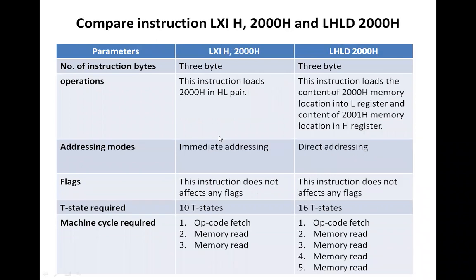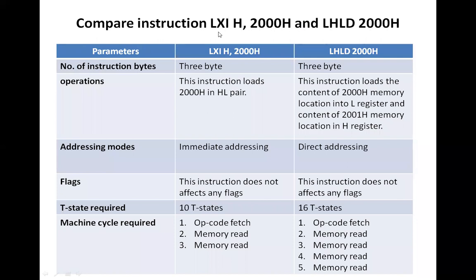Third, compare instruction: LXI H, 2000H and LHLD 2000H. This LXI H 2000 is going to load 2000 in the HL pair. But the LHLD instruction is going to load the HL pair by the content of the memory location, which is signified by 2000 and 2001.